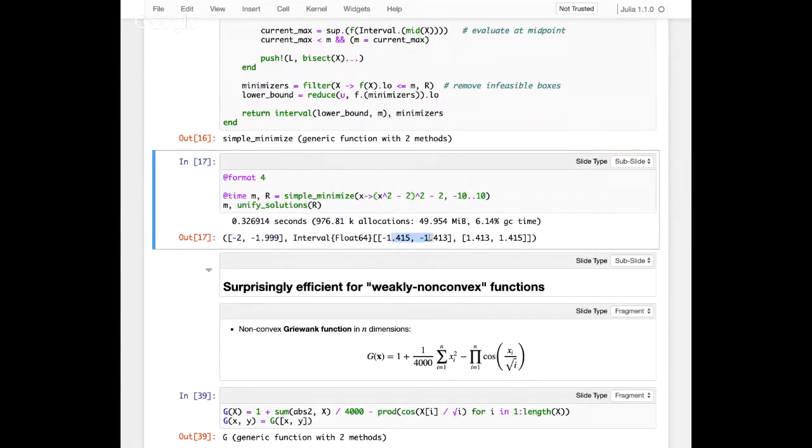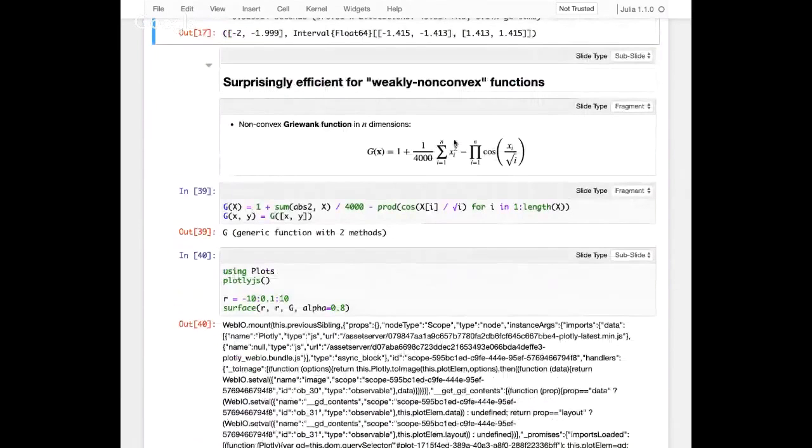So how good is this? So for example, here's a function called the Griewank function, which is n-dimensional. And yesterday, I could globally optimize this function in 500 dimensions in 11 minutes using this most simple version of the code.